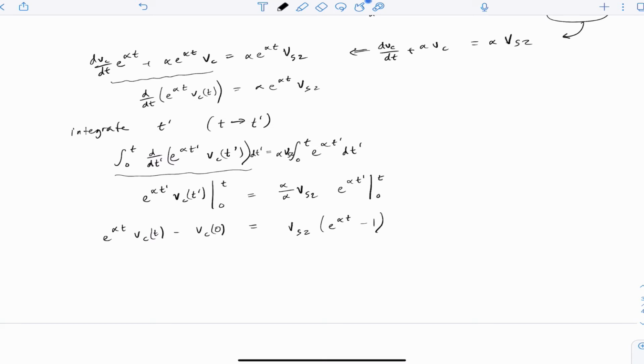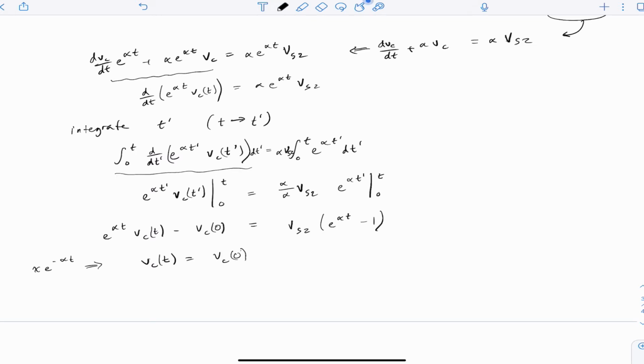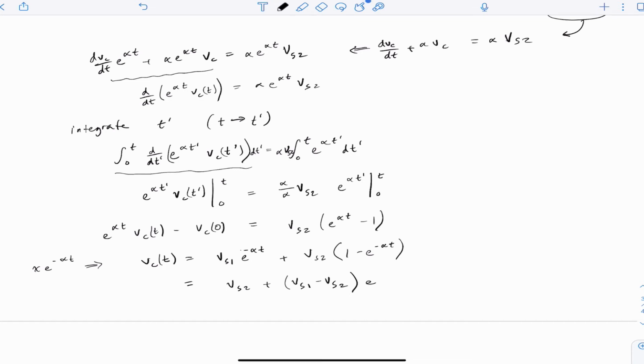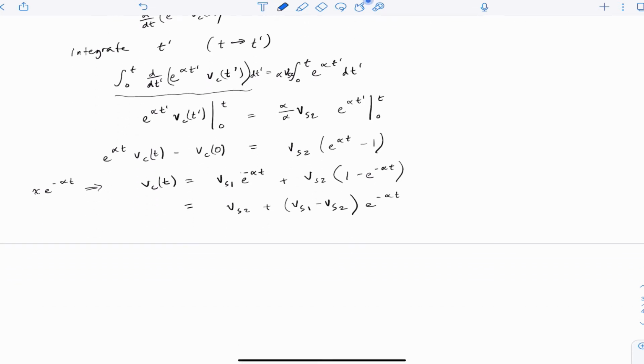Finally, we can multiply by the inverse of our integrating factor and isolate Vc of t. I'm going to write this like this. And then just rearranging it once more, I rearranged it like this so that you can see a couple of things.